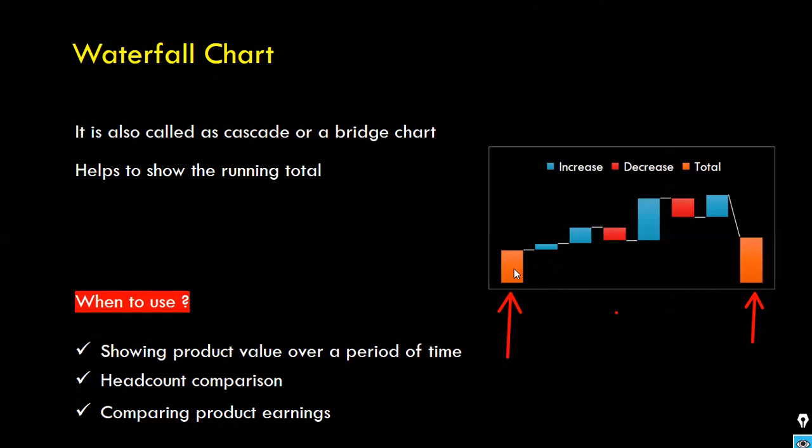If you see here, let's say you started with 200 employees in your company, and then you increased the headcount slightly, so 200 to 220, and then again you onboarded an additional 50 people, so 270. Here, 270 will be the running total. With the help of the waterfall chart, you get to know the running total.